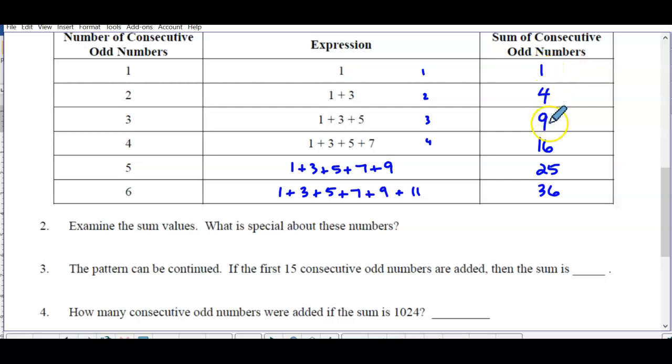These numbers, 1, 4, 9, 16, 25, 36, hopefully you remember back, I think it's Math 8, where you start learning about perfect squares. Those are all perfect squares. This is 1 squared, 2 squared, 3 squared, 4 squared, 5 squared, 6 squared. The pattern can be continued. If the first 15 consecutive odd numbers are added, then the sum is, well, take a look. This is 6 squared, and that was for 6 consecutive odd numbers added together. So this would be 15 squared, which is 225.